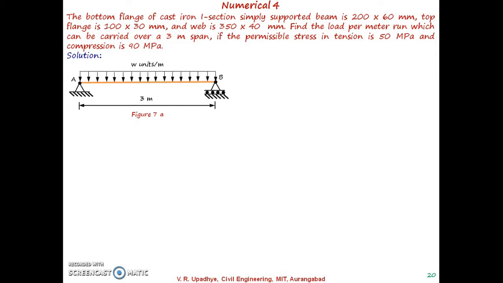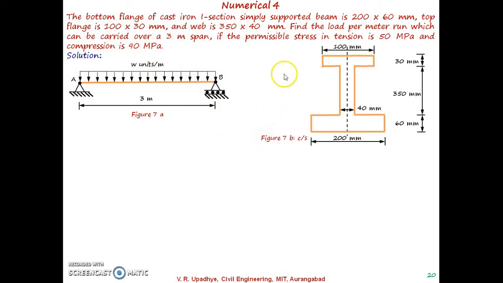Now we will draw the beam, say it is a simply supported beam as shown, and it is said that the span of that beam is 3 meter, so it is drawn over here. Let us say one support is support A and another is support B, one is a hinge support and another is a roller support, and let us say it is subjected to UDL throughout, as it is asked to find the load per meter run which can be carried over the 3 meter span. So it is shown over here as W units per meter throughout the span. So this beam is to be analyzed and the cross section is given something like this.